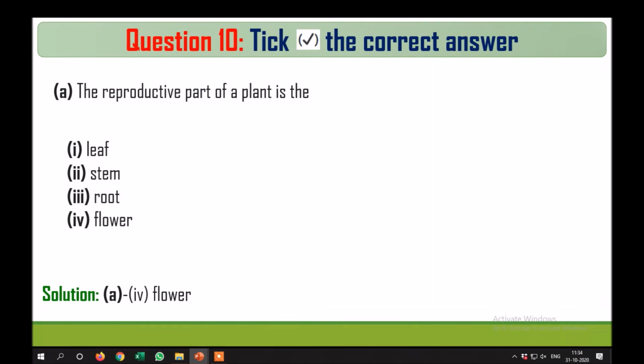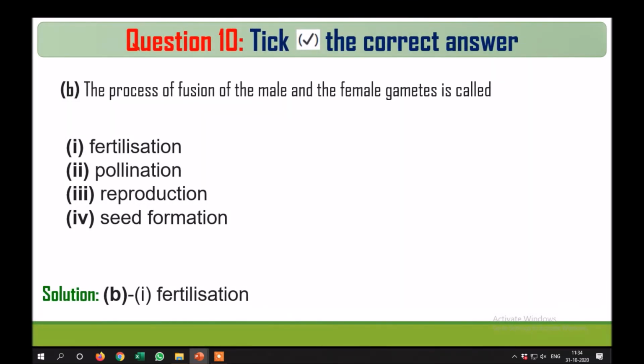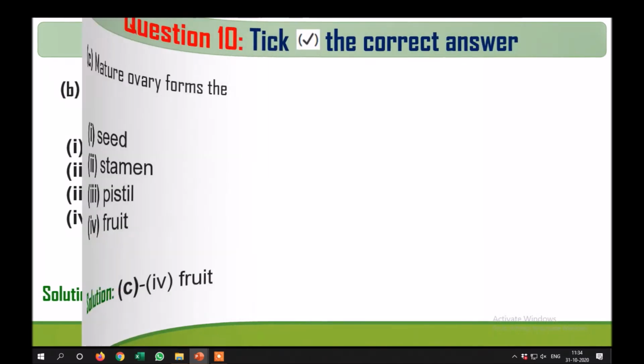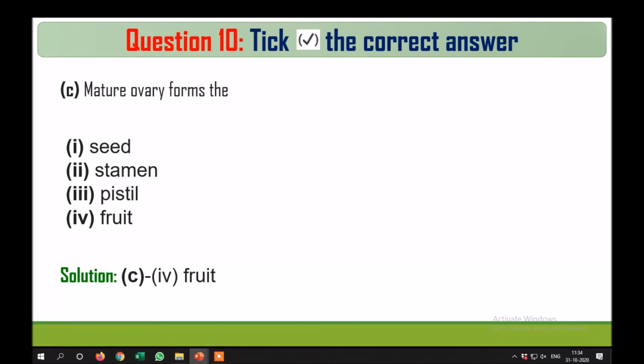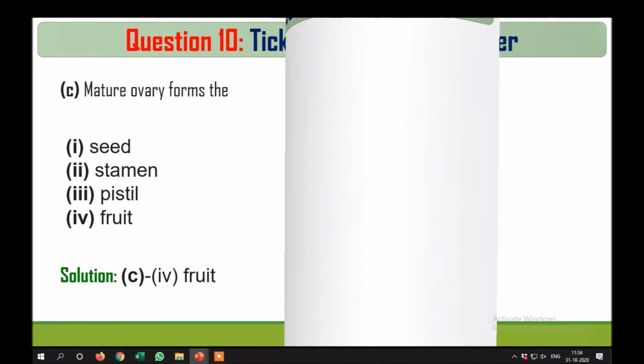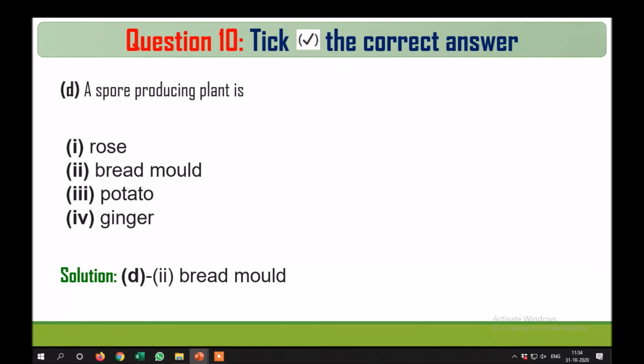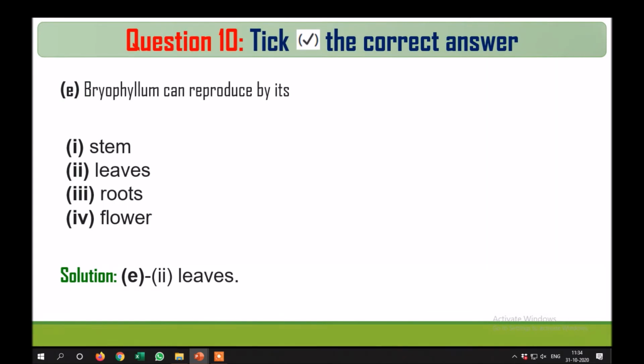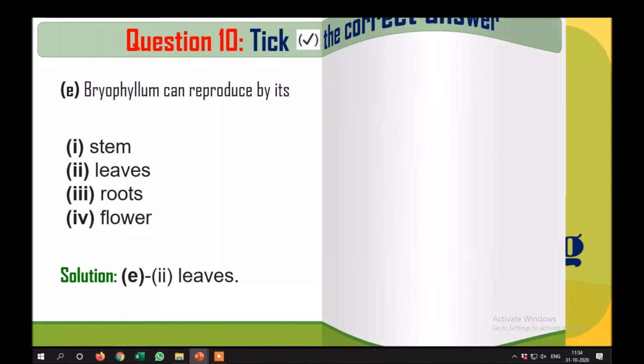Question 10, tick the correct answer. The first one: the reproductive part of a plant is the flower. The process of fusion of the male and the female gametes is called fertilization. Mature ovary forms the fruit. A spore producing plant is bread mold. Bryophyllum can reproduce by its leaves.